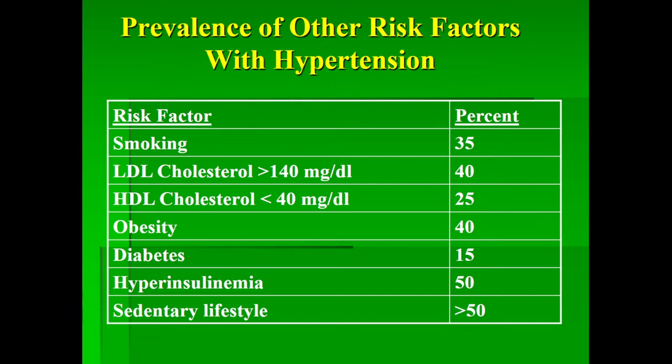Prevalence of other risk factors with hypertension. The first column is risk factors, the second column is percent. Smoking 35%, cholesterol more than 140 mg per deciliter 40%.